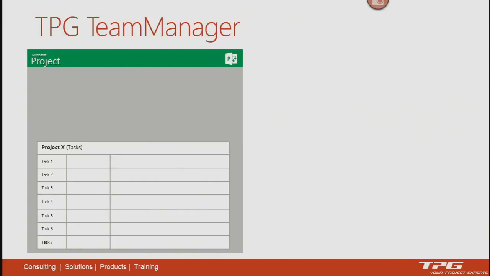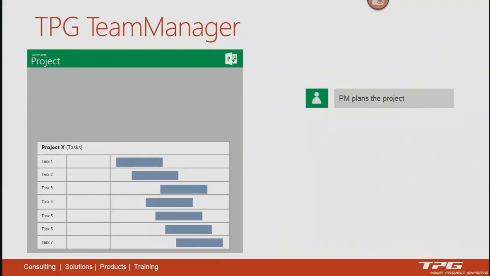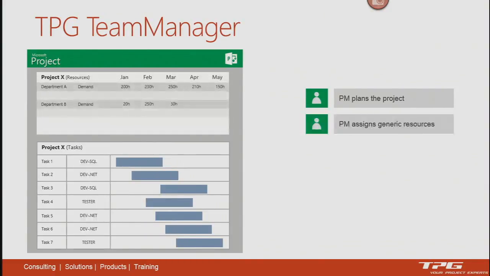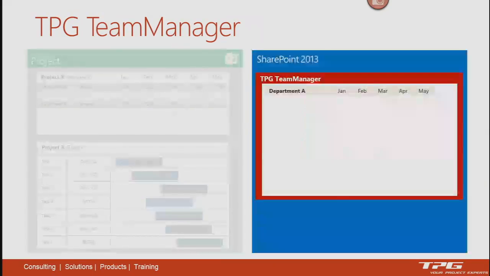So, it starts at the project management side. A project manager plans a project, and maybe the first time he assigns generic resources to his project, from one or more teams, it depends. He just requests based on generic assignments. So as you can see in that example, he has requests on Department A and on Department B. That will be published to the Project Server database, and then he waits for a response from the team manager.